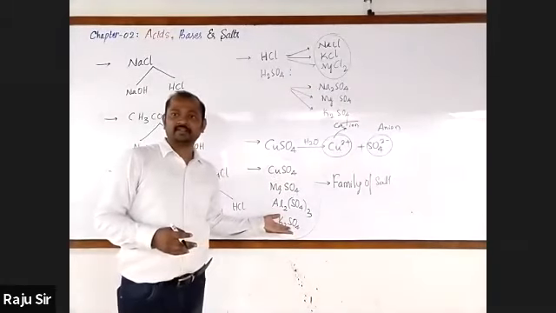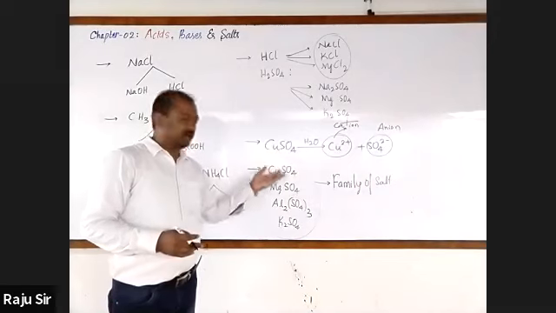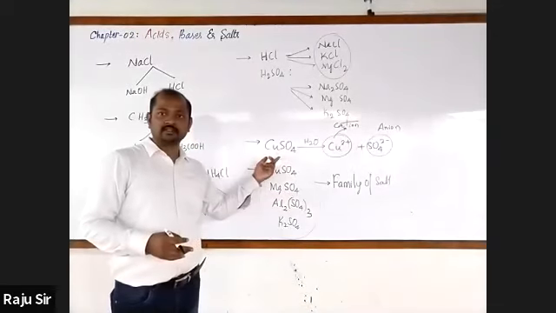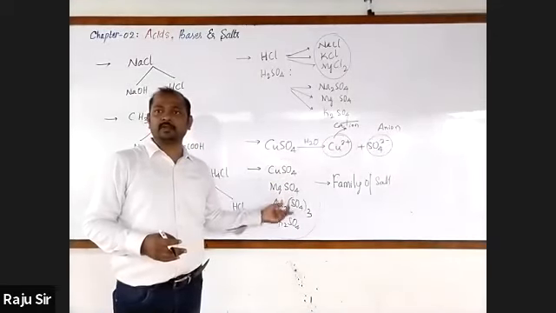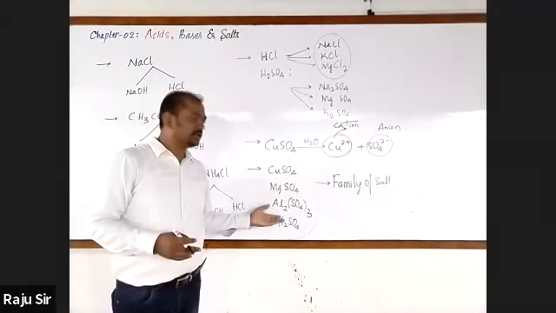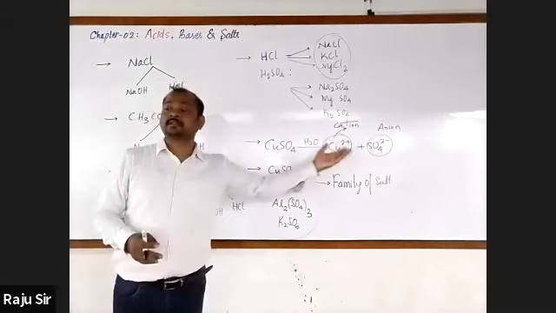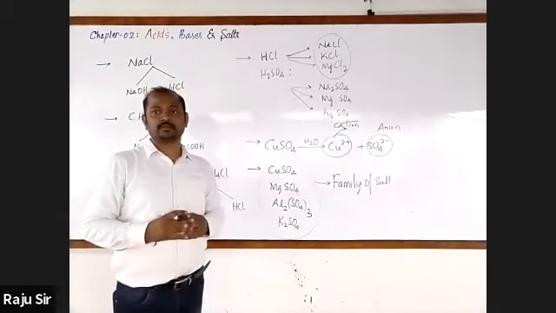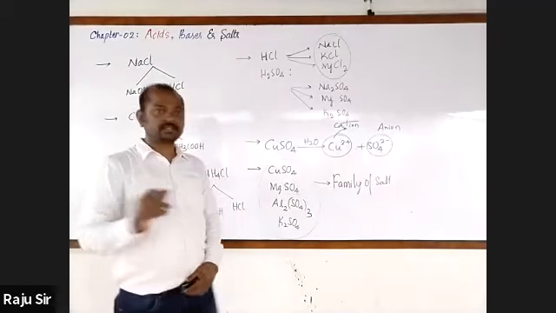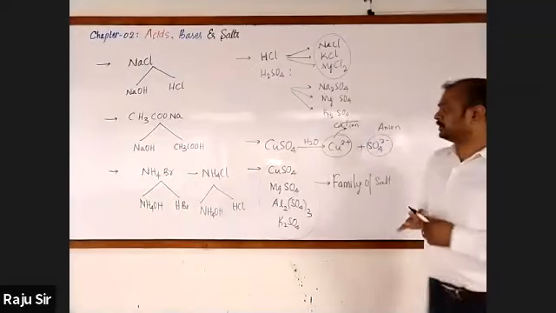Sulfate family. The ion which is present in all these salts is sulfate. The common ion is sulfate. Therefore, these are called the family of sulfate salts. In the same way, let me take another one.